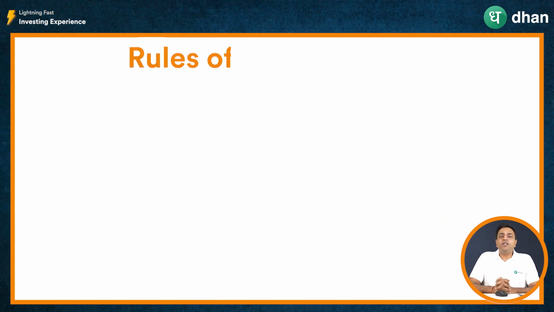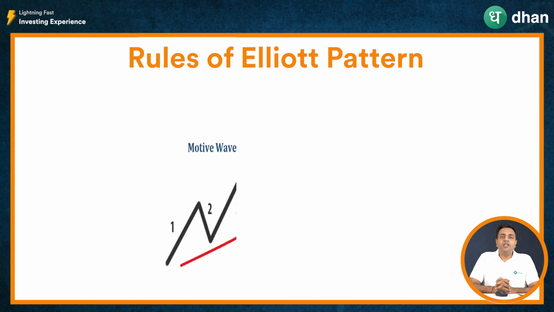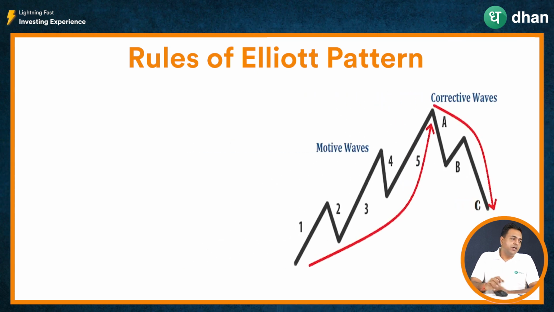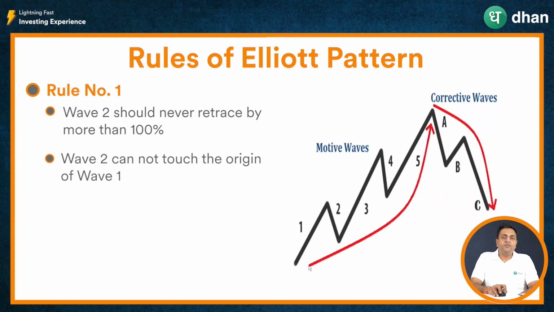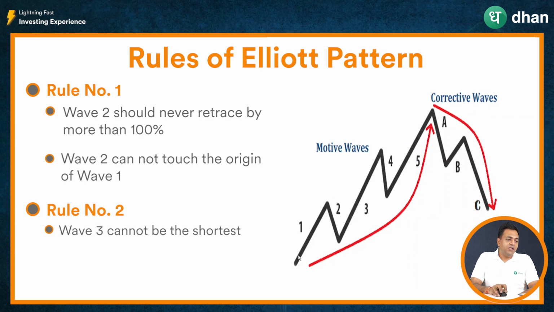Now let's try to understand the rules which we need to follow for a valid Elliott wave pattern to be constructed. Rule number 1. Wave 2, that is the correction of the primary wave 1, should never retrace 100%. Or in other words, wave 2 cannot touch the origin of wave 1. That is the first rule. The second rule, wave 3 cannot be the shortest. Among these 5 waves, wave 3 cannot be the shortest. It can be wave 1, it can be wave 5. Wave 3 can never be the shortest one, but that does not mean that it has to be the longest either.